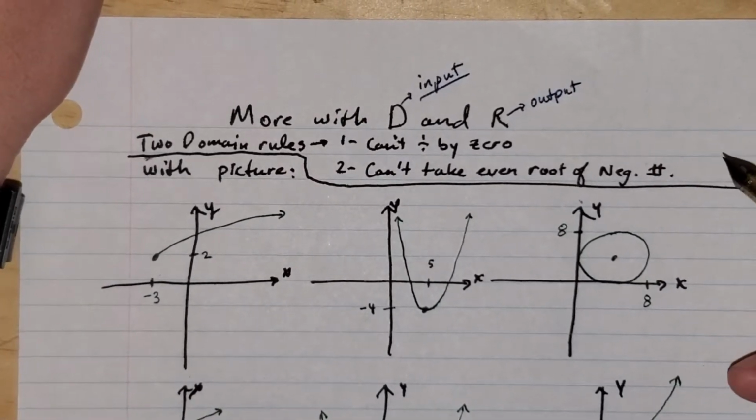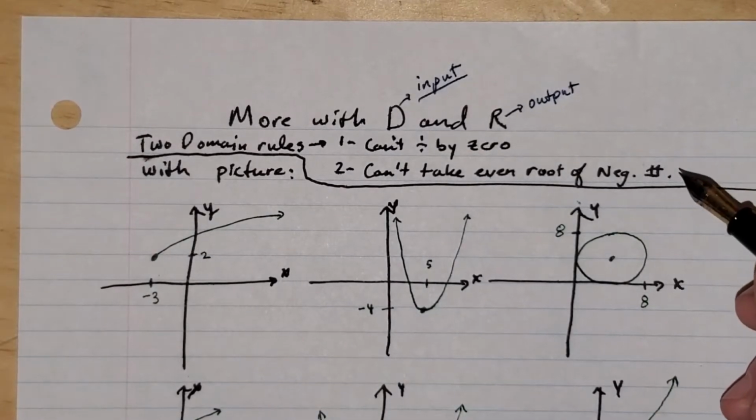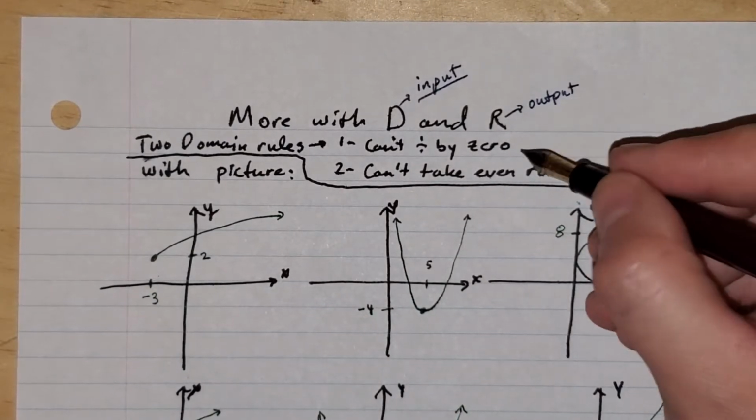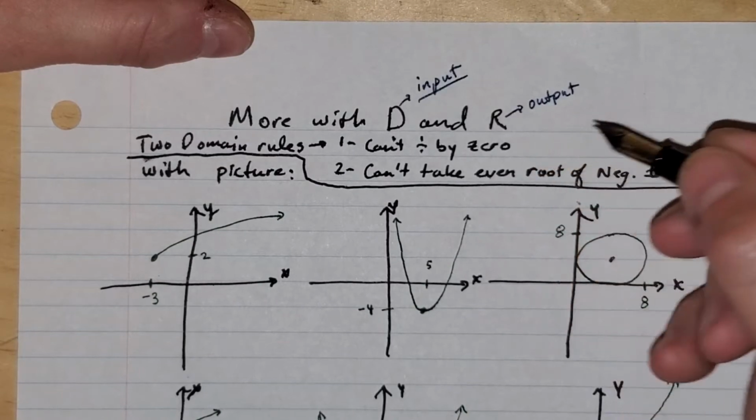So there's two domain rules that you can't break, not in math, not in physics, not in engineering. They all mean different things depending on the class you're taking, but you can't break them, okay? One is you can't divide by zero, okay? You can't divide by zero, okay?